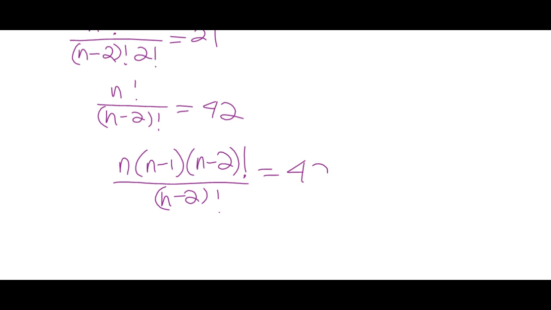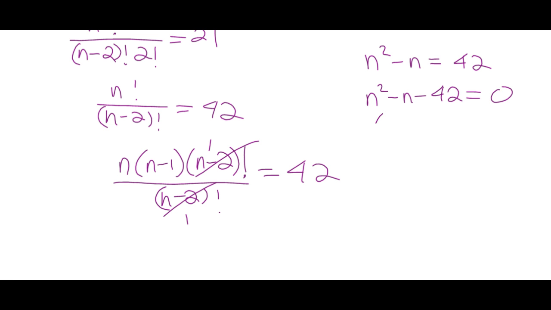And that's equal to 42, right? But we get to cross these guys off. So now the left side becomes n squared minus n is equal to 42. And this becomes n squared minus n minus 42 is equal to 0, which factors to n minus 7, n plus 6 equals 0.